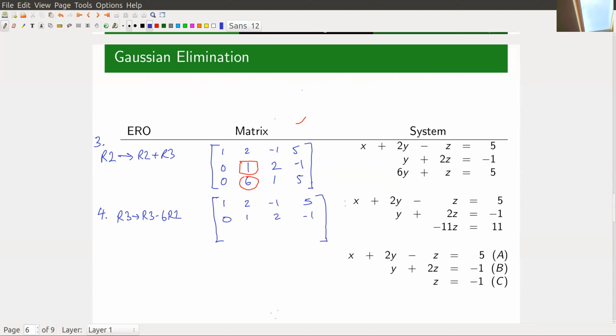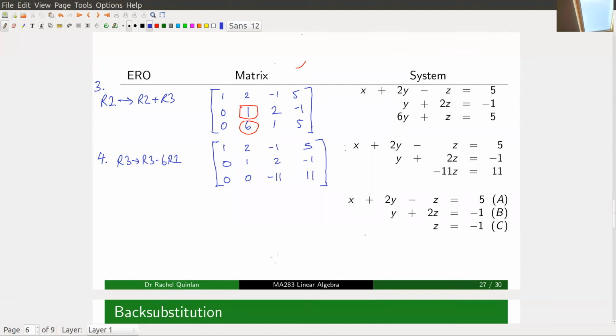The way that row 3 changes is it has 6 times row 2 added to it. That doesn't affect the 0 in the lower left. That, of course, is deliberate, not accidental. It's because we already have a 0 in row 2 above that 0 in row 3. Second position, we got 6 minus 6 times 1, that's 0. That's what we want. Third position, we've got 1 minus 6 times 2, that's 1 minus 12, so it's minus 11. Fourth position, we've got 5 minus 6 times minus 1, so we've got 5 plus 6, which is 11.